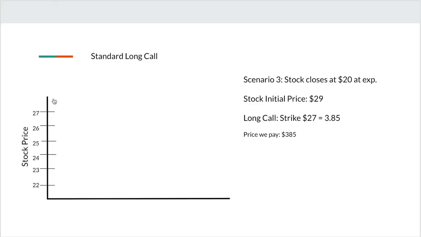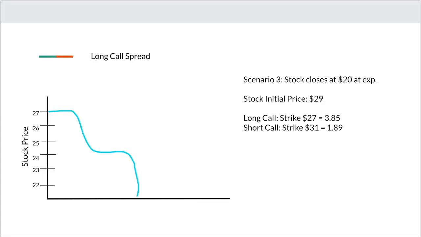So in scenario 3, we're going to pretend that we were completely wrong about the stock price direction, and it actually ends up closing somewhere down here at $20. What would happen to your standard long call versus what would happen to your long call spread? We're going to start off with the standard long call. Remember, this is the same exact stock. Nothing has changed. Your strikes are still the same. And so in scenario 3, the stock closes at $20.